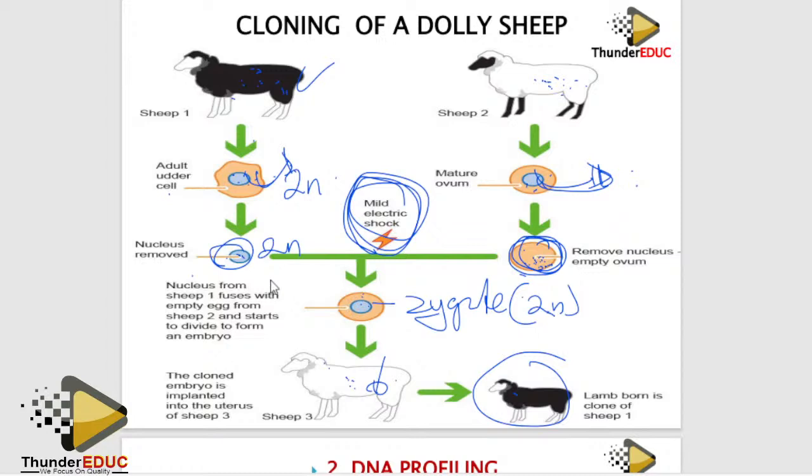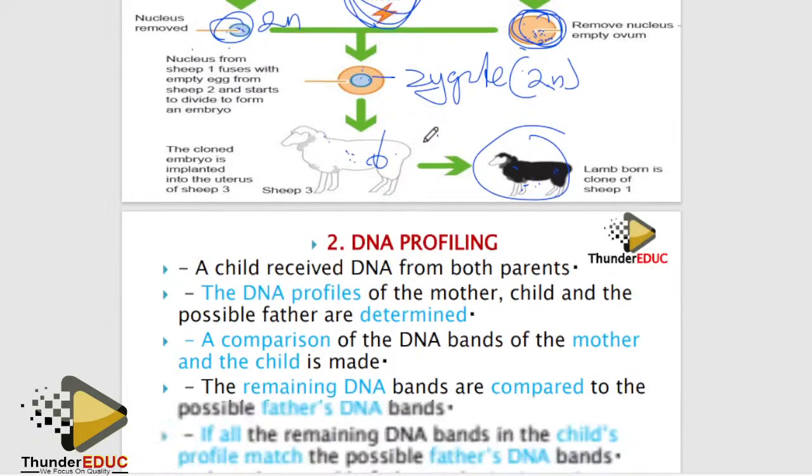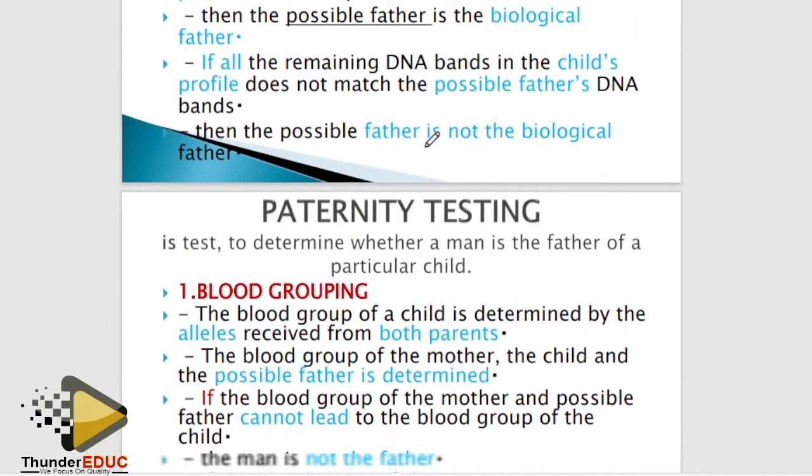So which method do we use? Mild electric shock. And which of these two sheep will this one resemble? It's sheep 1. Give a reason for your answer: because we used its nucleus, or the genetic material, to produce the sheep. So when they ask you such questions, they're not that difficult. You will be able to answer and get it right.